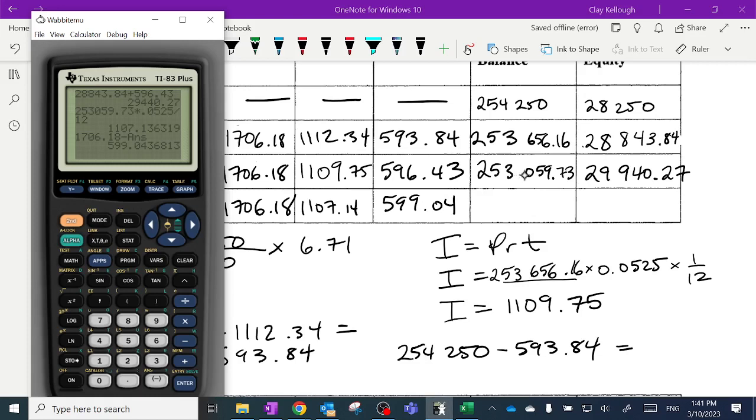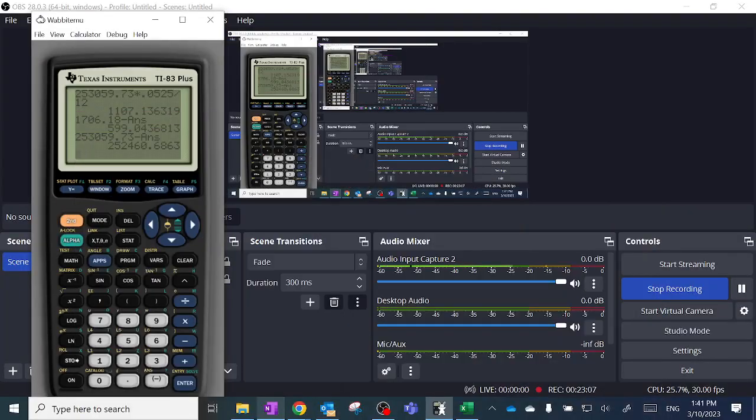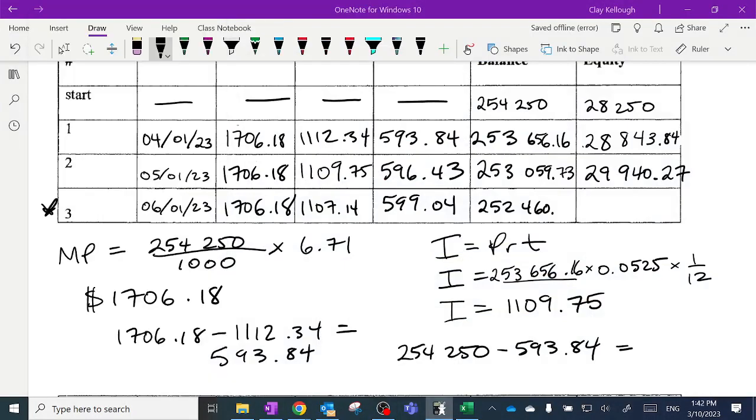This balance is now that number minus this number. So I go 253,059.73, and I minus my last answer. And I get 252,460 and 69 cents.